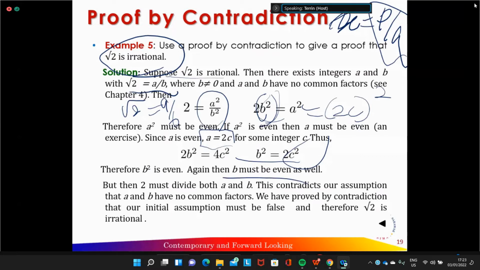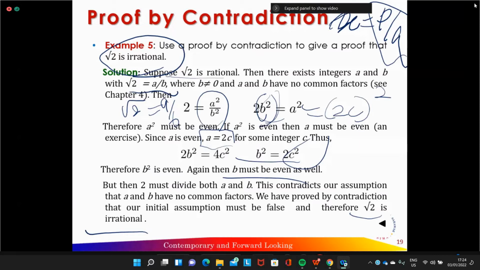But then 2 must divide both a and b. This contradicts our assumption that a and b have no common factors. Hence, we have proven by contradiction that our initial assumption must be false, and therefore the square root of 2 is indeed irrational. Understand?